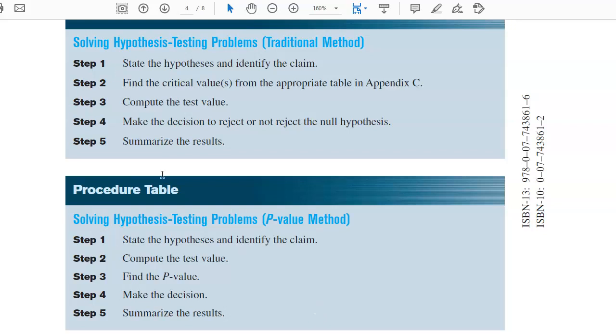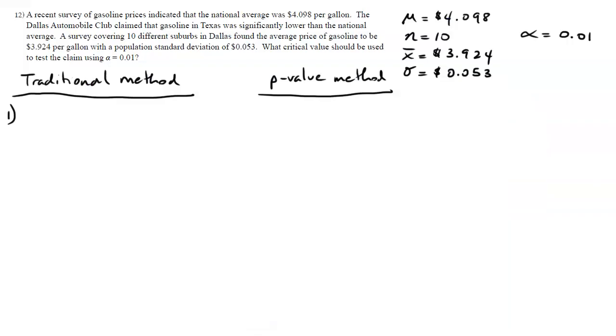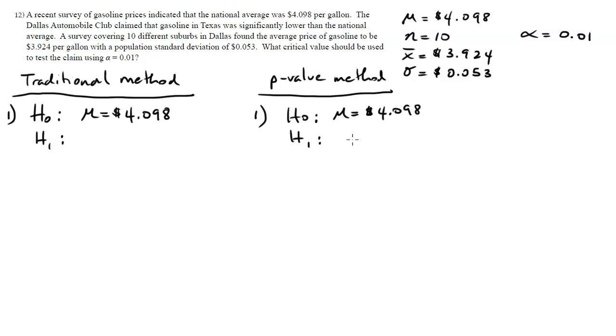First step of both, state the hypotheses and identify the claim. That's the first step of both. So step 1, we'll do both together then. State the hypotheses, null hypothesis and the alternative hypothesis, and say which one is the claim. So the null hypothesis is always the statement of equality for our text. So it's the population mean hasn't changed. It's $4.98, right? Per gallon. It hasn't changed. That's the null hypothesis. It remains as it always was.